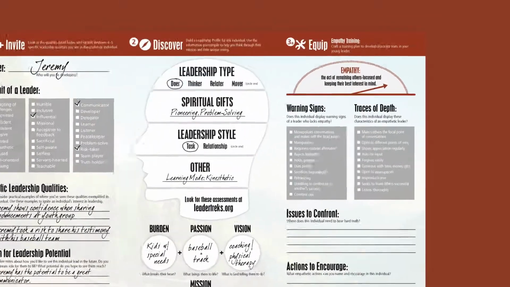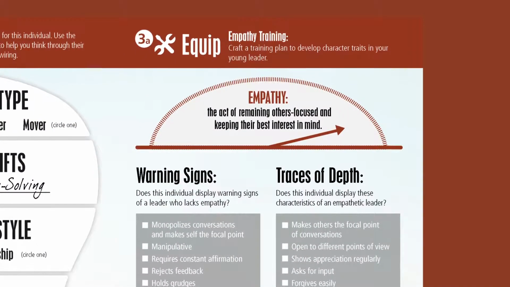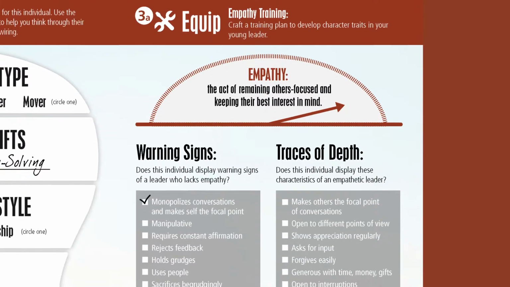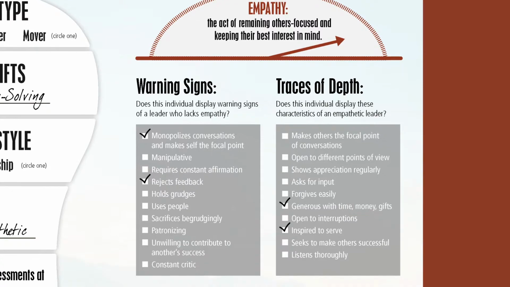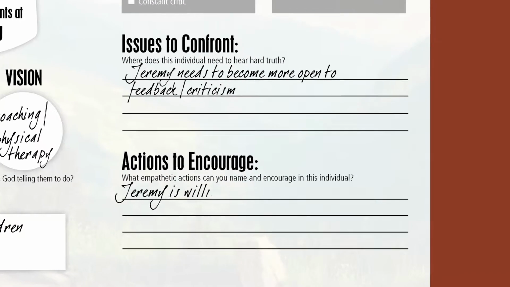Step 3 is equip. It starts with empathy and it ends with skills. If we're going to develop Christian leaders today, they must have empathy. The chart here gives you some ideas on what are warning signs and what are traces of depth of empathy. There should be a lot to talk about with your student leader here.